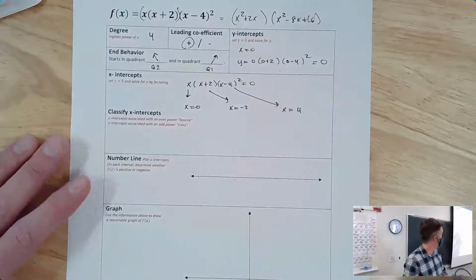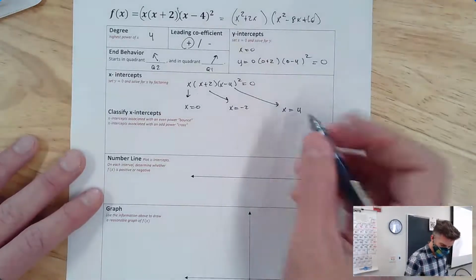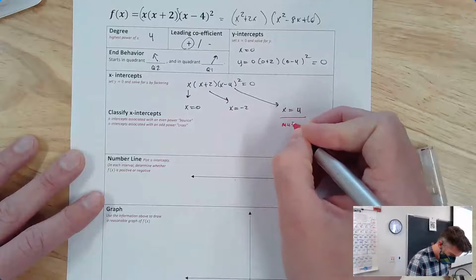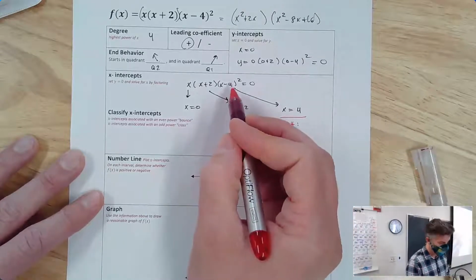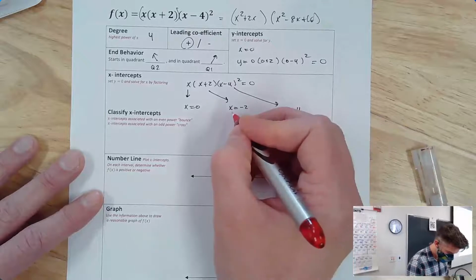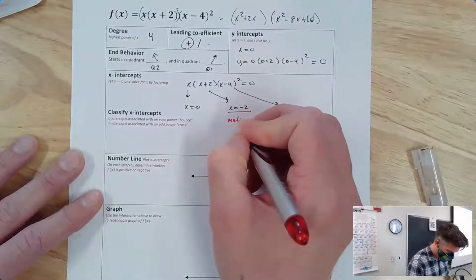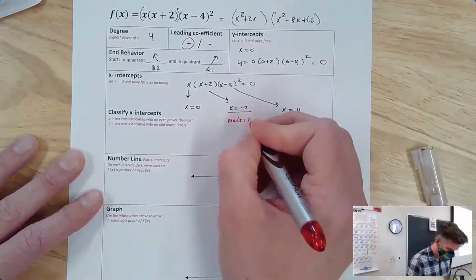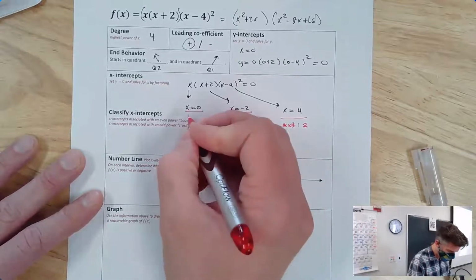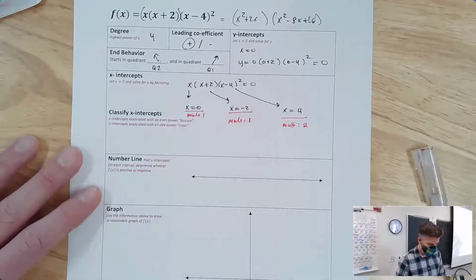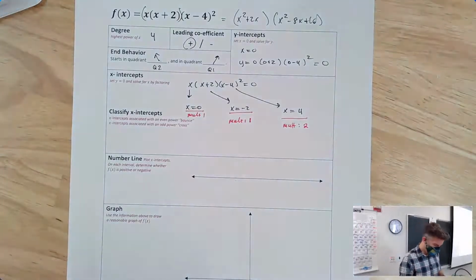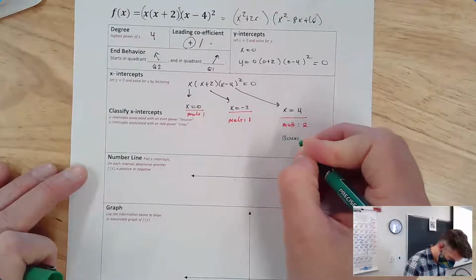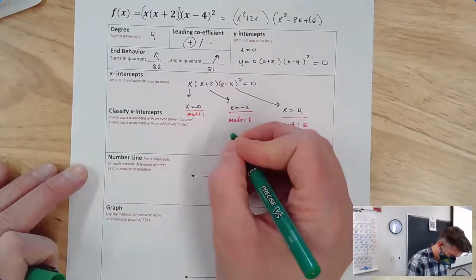And then I can look at what the multiplicities are pretty easily. x equal to 4 is going to have a multiplicity of 2 because it came from a factor with a power of 2. And x equals negative 2 is going to have what multiplicity? I know I didn't write it. It's definitely 1. And x equals 0 is also going to have a multiplicity of 1. So we know even before we do this number line thing that at 4, it's going to bounce. And at negative 2 and 0, it's going to cross.